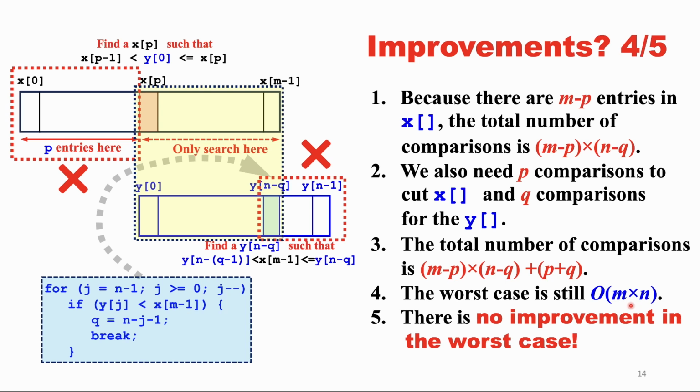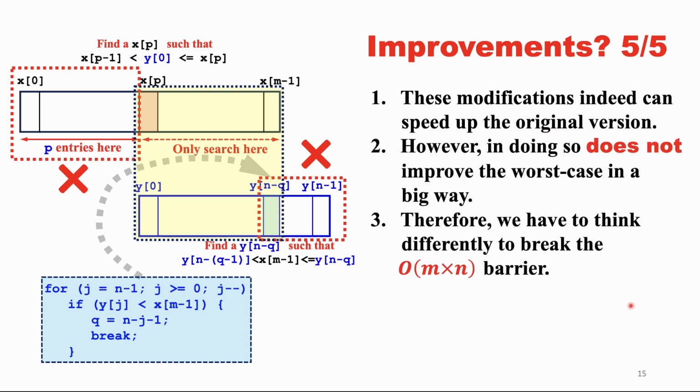Therefore, for general use, you may save some number of comparisons. But in terms of the worst case analysis, there is no improvement at all. As we just mentioned, these modifications indeed can speed up the original version. But in general, in doing so, it does not improve the worst case in a big way. Therefore, we have to think differently to break this order of m times n barrier. Think about it before you proceed to the next section.